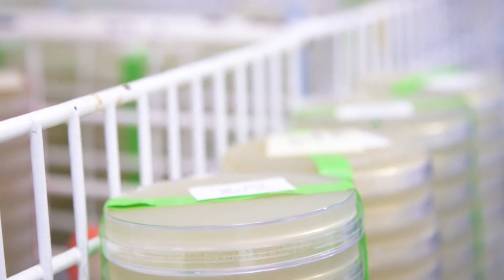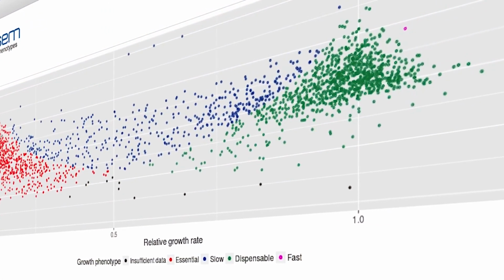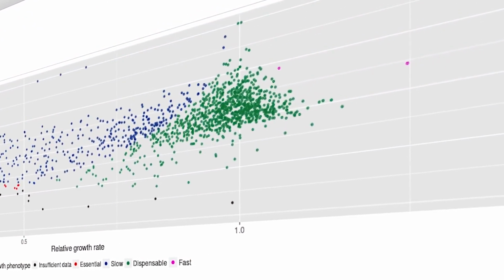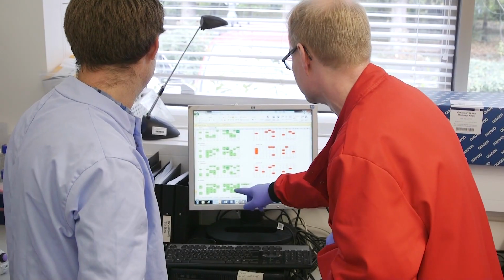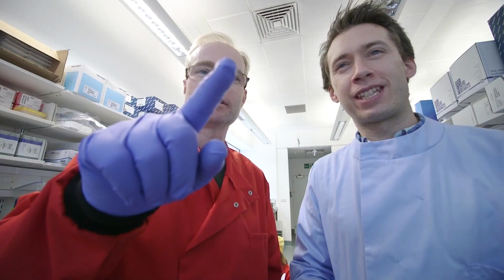I joined the project at an early stage when it wasn't a scaled-up pipeline yet. It was great to see the progress from a few bespoke constructs to a sizable scale. We recently published an important piece of work that probes half of the genome for the role of genes in growth of the parasite in the blood. And it's great to see all that work culminating in a new scientific discovery.